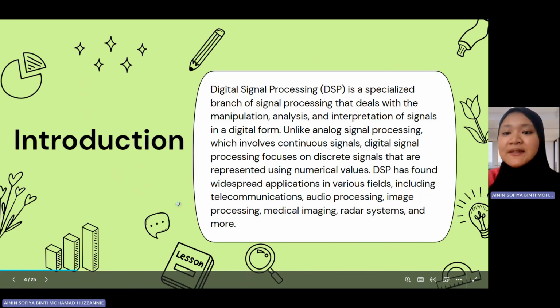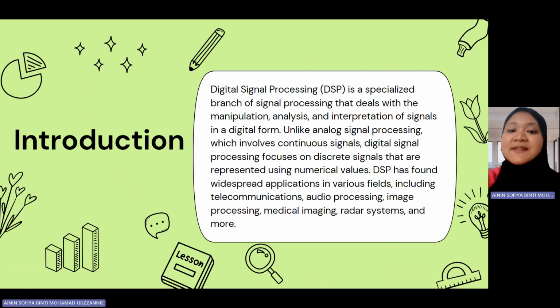Digital signal processing (DSP) is a specialized branch of signal processing that deals with the manipulation, analysis, and interpretation of signals in a digital form. Unlike analog signal processing, which involves continuous signals, digital signal processing focuses on discrete signals that are represented using numerical values. DSP has found widespread application in various fields, including telecommunication, audio processing, image processing, medical imaging, radar systems, and more.